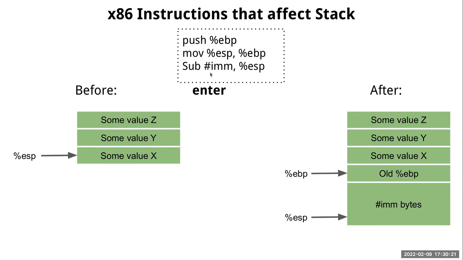Then we subtract some number from ESP. After this, ESP will jump from this place to this place, and the distance between them is that number, several bytes. But the EBP stays here, okay? This is usually what happens at the beginning of a function to create the stack frame, the function frame, for a function. And while we're doing this subtract, this place is usually reserved for the local variables. That's why I do the subtract. I will show you more concrete examples later.